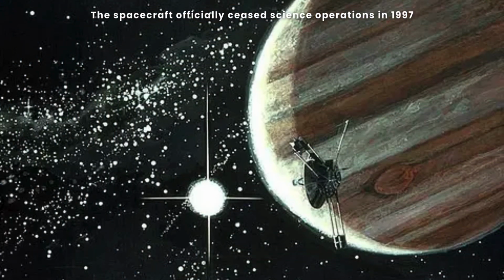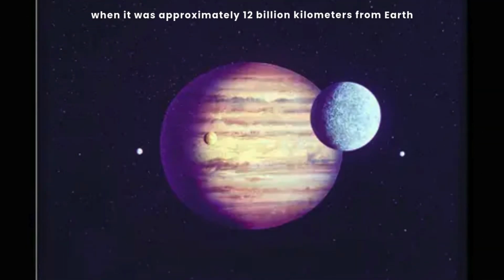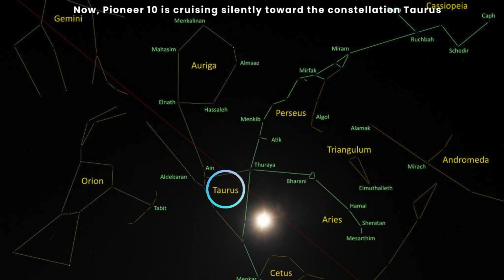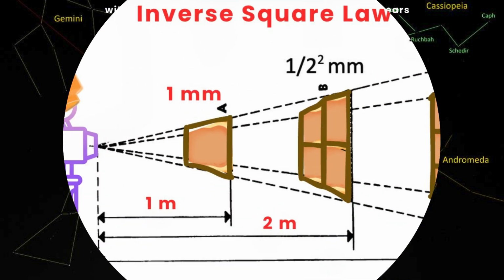The spacecraft officially ceased science operations in 1997, with its last faint signal received on January 23, 2003, when it was approximately 12 billion kilometers from Earth. Now, Pioneer 10 is cruising silently toward the constellation Taurus, with Aldebaran on the itinerary in about 2 million years.